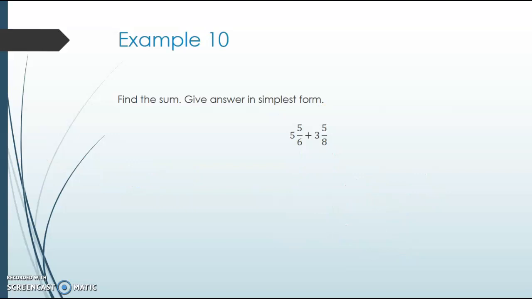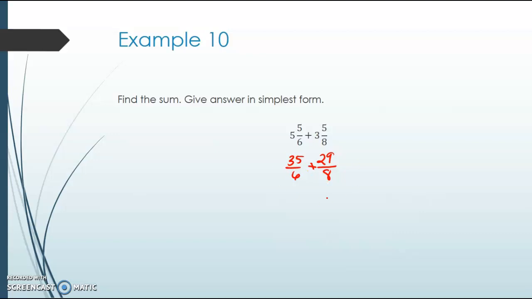This one is different in the fact that we have unlike denominators. Again, my suggestion is make these improper fractions, so I'm going to start with that. We're going to take 6 times 5, which is 30, and 30 plus 5 is 35. So we're going to have 35 sixths plus, and then I'm going to do 8 times 3, which is 24, and 24 plus 5 is 29. So we have 35 sixths plus 29 eighths.